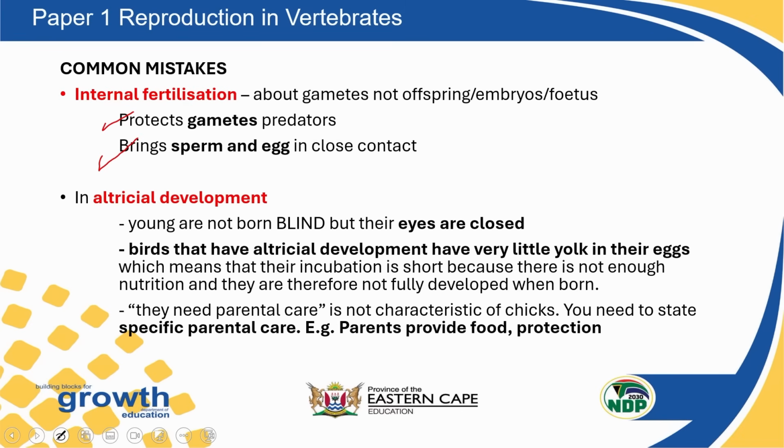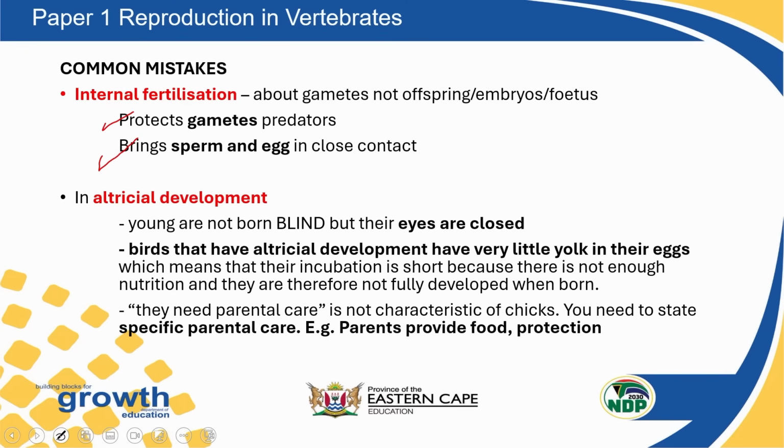Altricial development, okay, is when the young are born underdeveloped. They are not blind. Their eyes are closed, but they can still see. If you write that they are blind, you're going to get it wrong because blind is another disorder in life sciences. Also, birds that have altricial development have very little yolk. That means they don't stay in the egg for long because there's not enough food or nutrition inside the egg, and that's why they're born at an early stage.